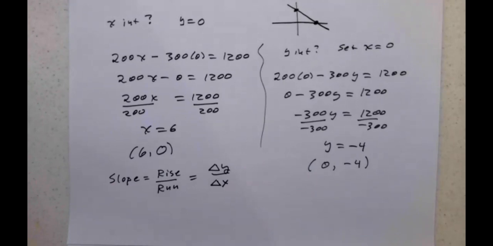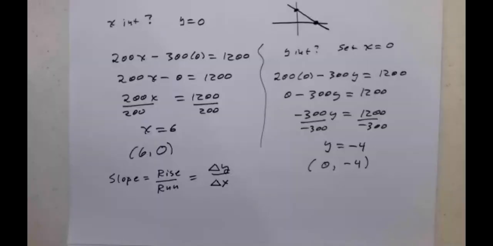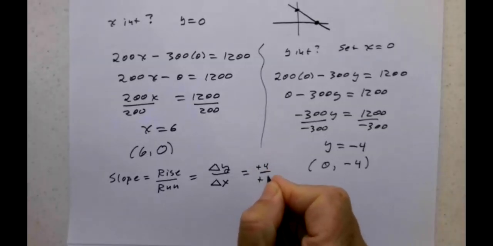So if I'm looking at the picture, what do I see? From here to here, how far is it rising? What's my change in y? 1, 2, 3, 4, up 4. Over how many? 1, 2, 3, 4, 5, 6. So up 4 over 6 seems to be my slope. So up 4, positive over positive 6.